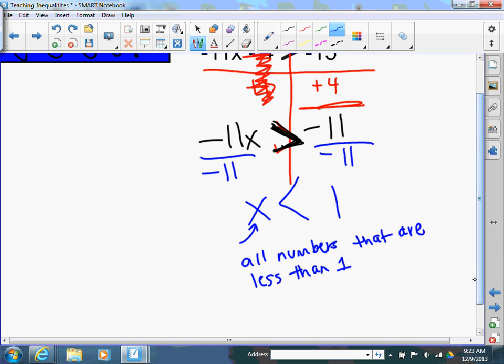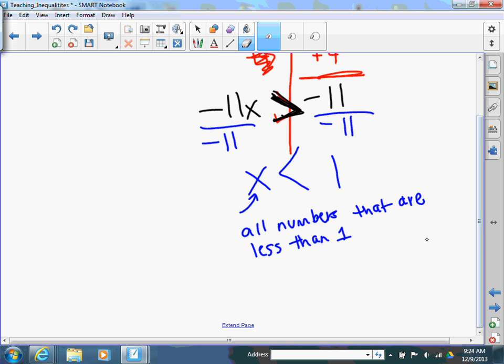Would 1 work? Is 1 less than 1? 1 would not work. The only way 1 would work is if it had the mustache. No, 1 will not work. It has to be smaller than 1. Any number smaller than 1. So what would that be? Give me an example. 0, -1, -2.